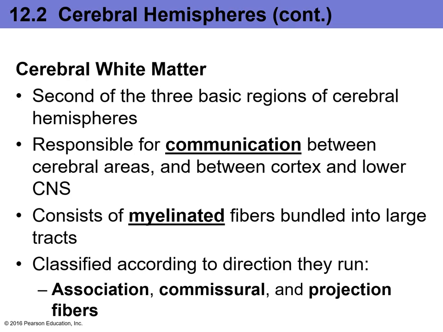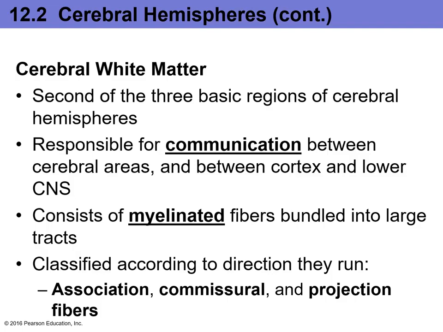Your cerebral white matter, this is the second of those three basic regions. So we have already talked about the cortex. So now we're moving in deeper. The white matter is responsible for the communication between the different areas of the cerebral hemisphere and between the cortex and the lower portion of the central nervous system. It's comprised of your myelinated axons.